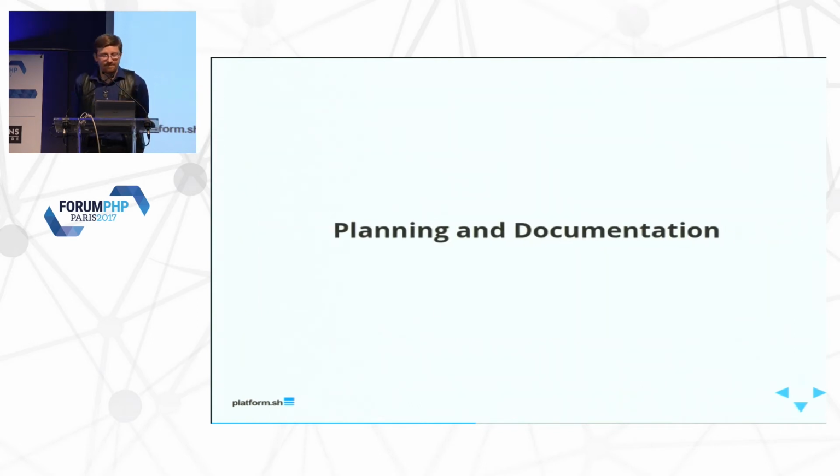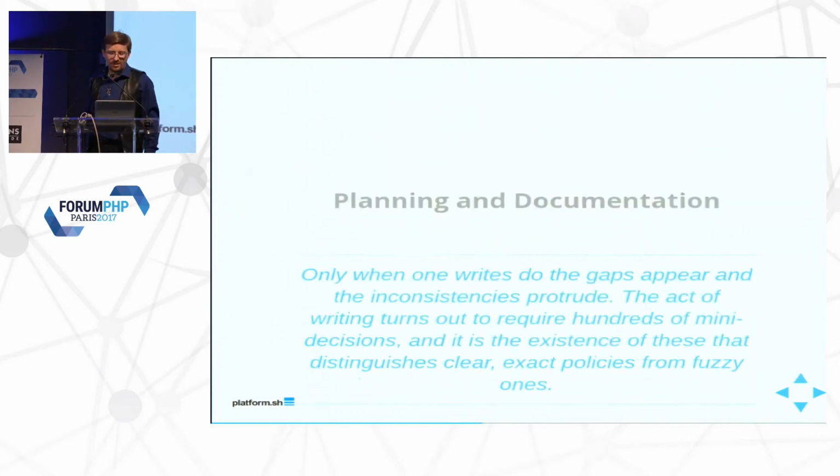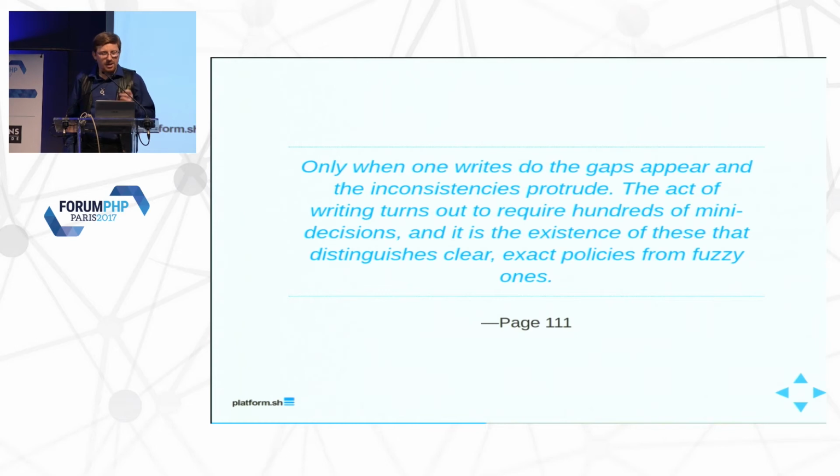Let's talk about documentation. Who spends a lot of time writing documentation? There's nowhere near enough hands up. Because only when one writes do the gaps appear and inconsistencies protrude. The act of writing turns out to require hundreds of mini decisions, and it's the existence of these that distinguishes clear, exact policy from fuzzy ones. Documenting your system, especially if you document it in advance and describe what it's supposed to do, is like rubber ducking with your word processor. The process of trying to explain what you need the program to do reveals all the 100 places where you don't know what you want it to do yet.